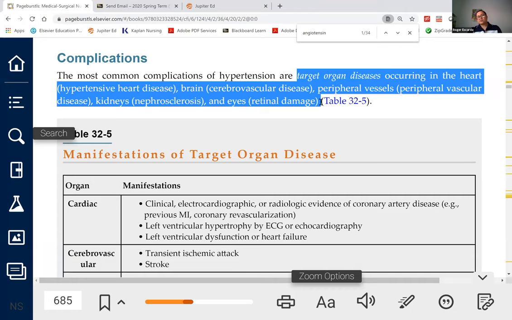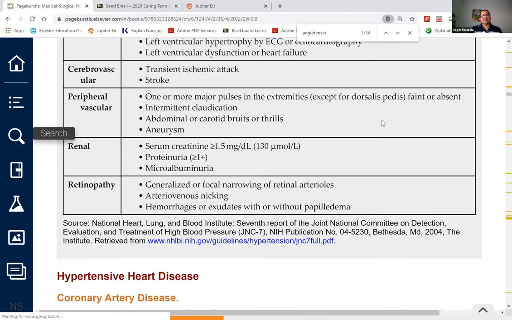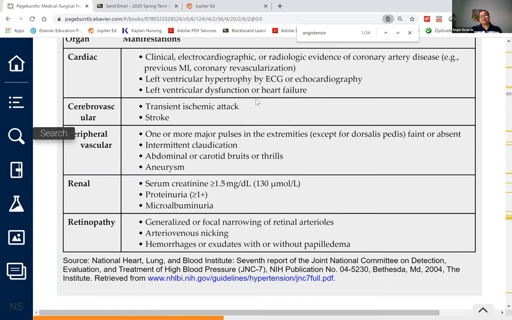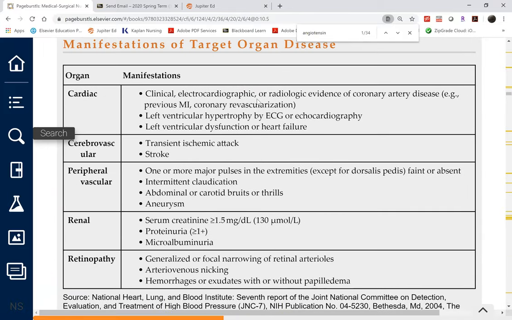Another microcirculation is your eyes. Your eyes, just like your nephrons, have microscopic capillaries supplying them. If you expose these fragile structures to really high blood pressure, then you will damage them. Here's a manifestation, table 32-5.